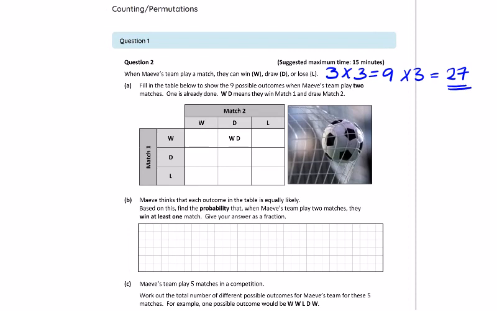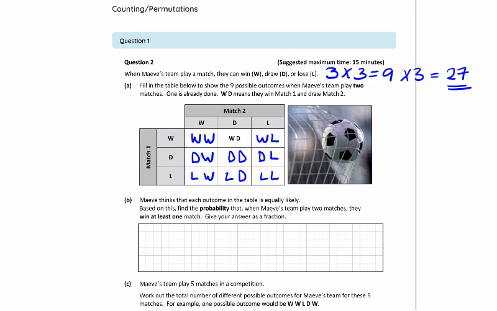So we are asked to fill in the table. They could win, win, or win, draw, or win, lose. They could draw, win, draw, draw, or draw, lose, or they could lose, win, lose, draw, or lose, lose. May thinks that each outcome on the table is equally likely.